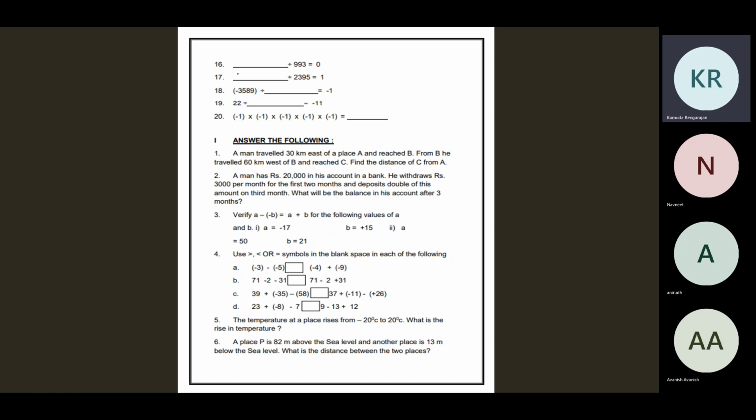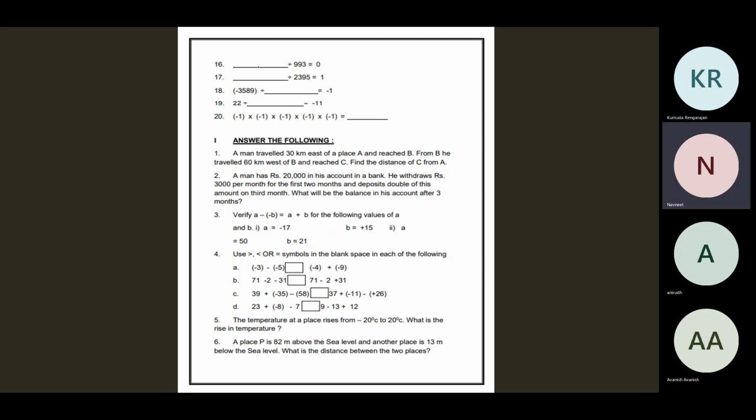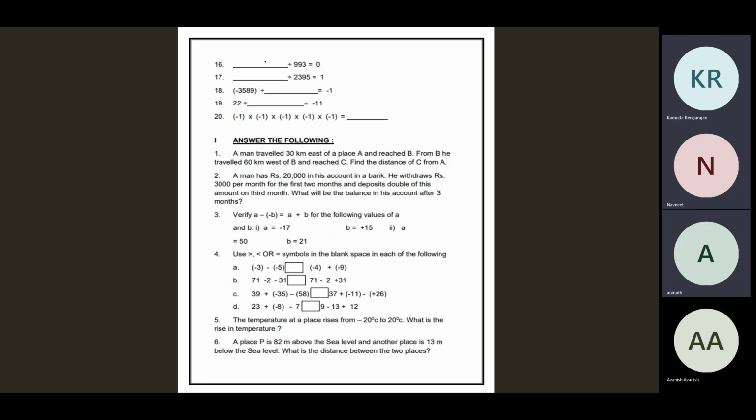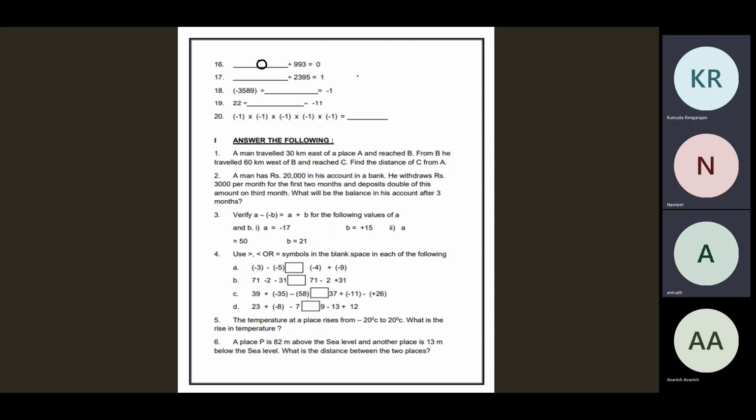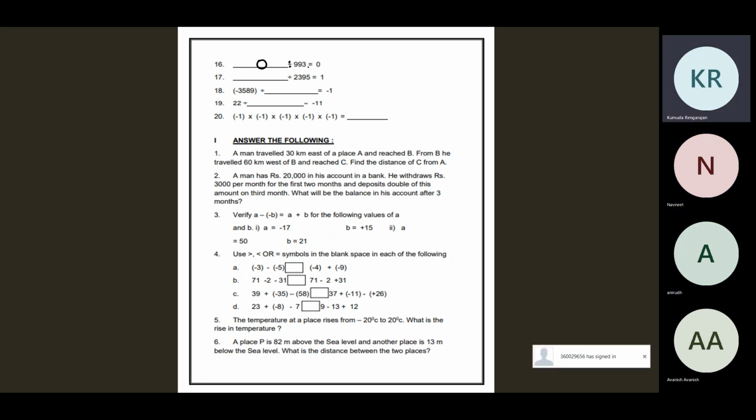What's the answer? I think Avanish has not worked, but what about Anirudh and Navneet? Ma'am, 0. Navneet, okay, read the question. 0 divided by 993 is 0. Okay, that is division. Was it clear, boys? Yes, ma'am. So 0 divided by 993 is 0.